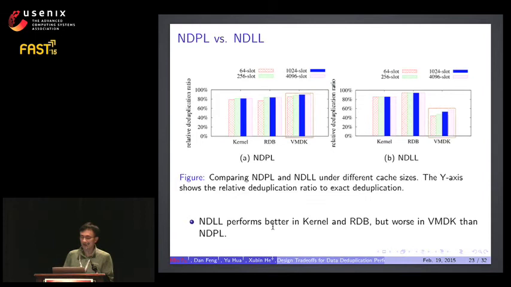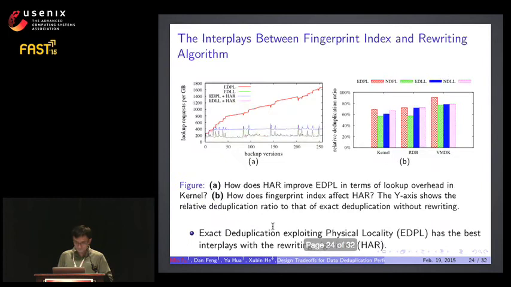So we recommend a more complicated workflow in the VMDK dataset to explore the logical locality, namely the similarity detection approach. And these two figures show the interplay between the fingerprint index and the rewriting algorithm.